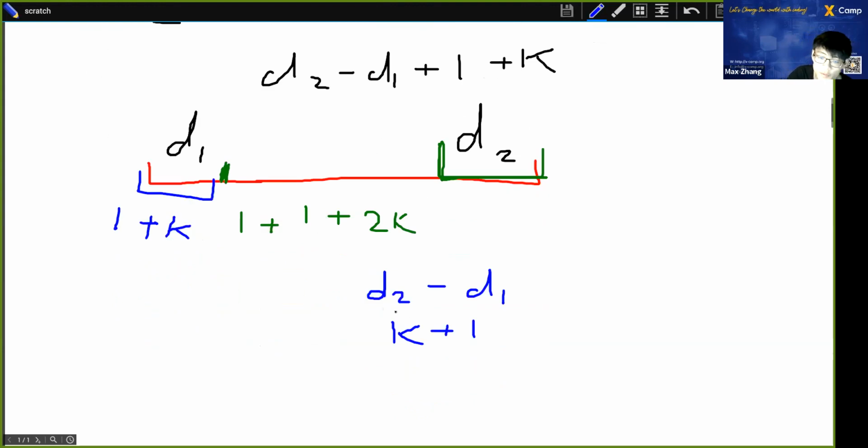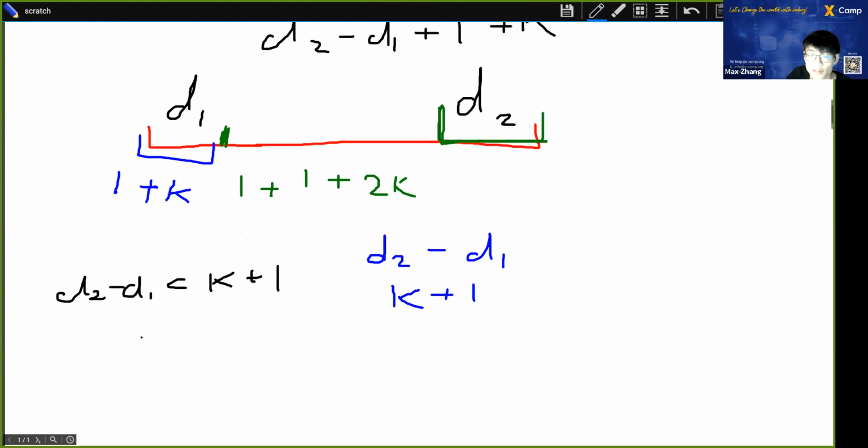Now when we look at these two quantities, this is how much we add to our total cost, depending on which choice we make. Then we just make a greedy choice. If D2 minus D1 is less than K plus 1, then it is greedily optimal to keep the same subscription, like extend the subscription.